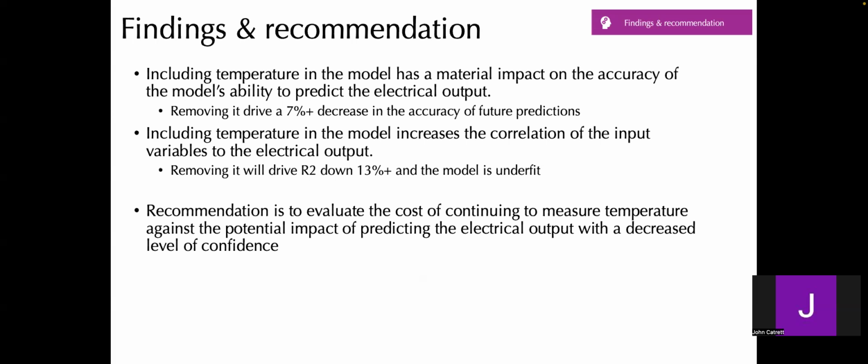So as a next step, the recommendation would be to evaluate the cost of continuing to measure temperature, which would include absorbing a 5% increase against the potential impact of predicting the electrical output with this decreased level of confidence.